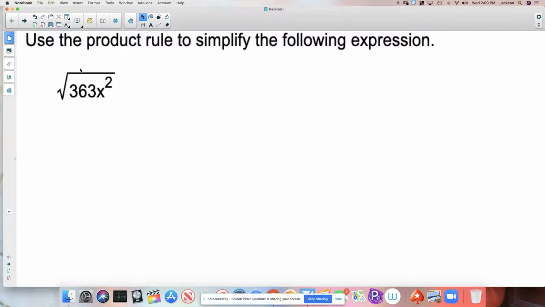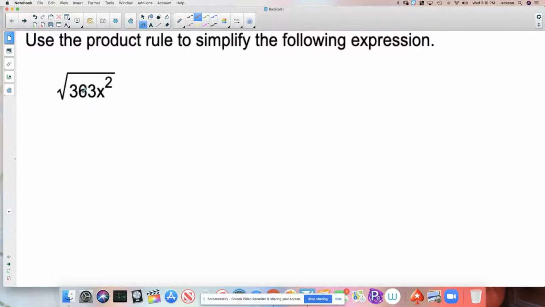Hello, everyone. Just going to run through a few things here with simplifying radicals real quick. This first one says, use the product rule to simplify the following expression. We need to talk about a couple of these.